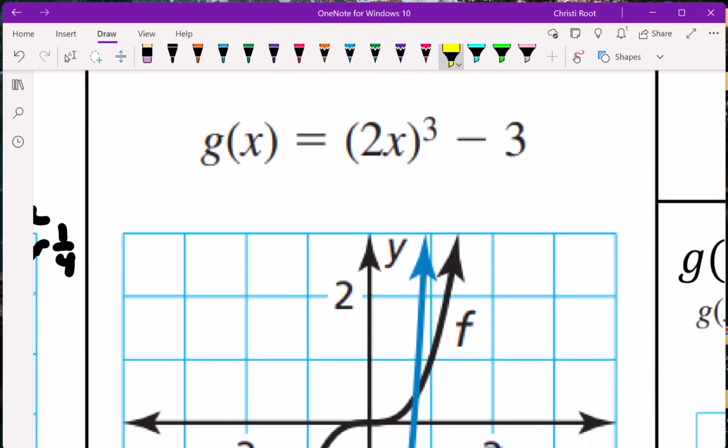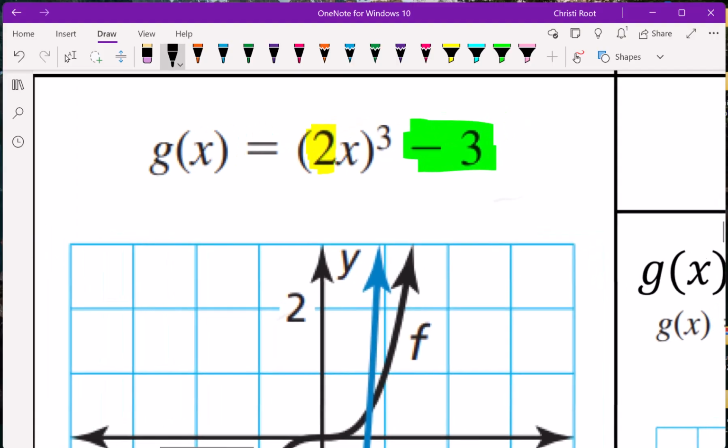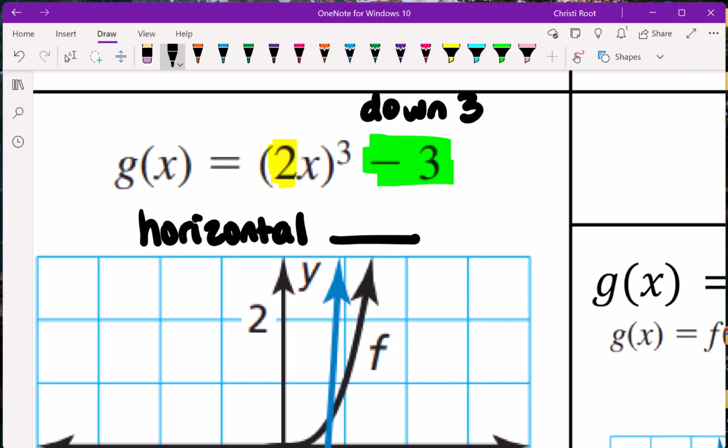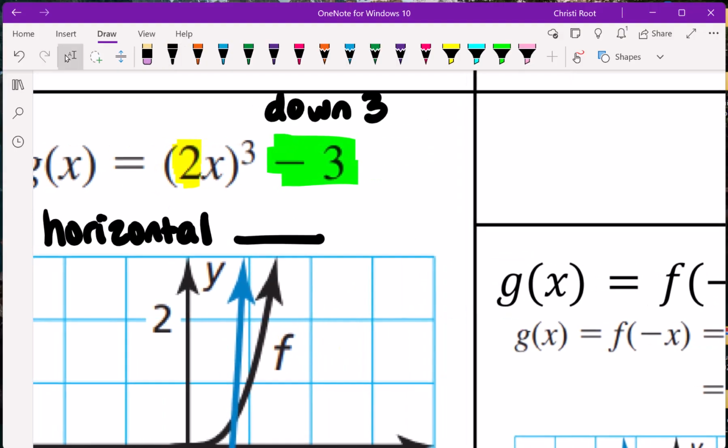All right, next one, I've got two things. I have this 2 right here. It's in the parentheses, so that makes a big difference on how it changes my graph. And then I have a -3 here. The easiest one to look at is the -3. That -3 is going to make it go down 3 units because it's not in the parentheses. So it's going to go straight down 3 places. The 2 is in parentheses, so it's going to be a horizontal blank.